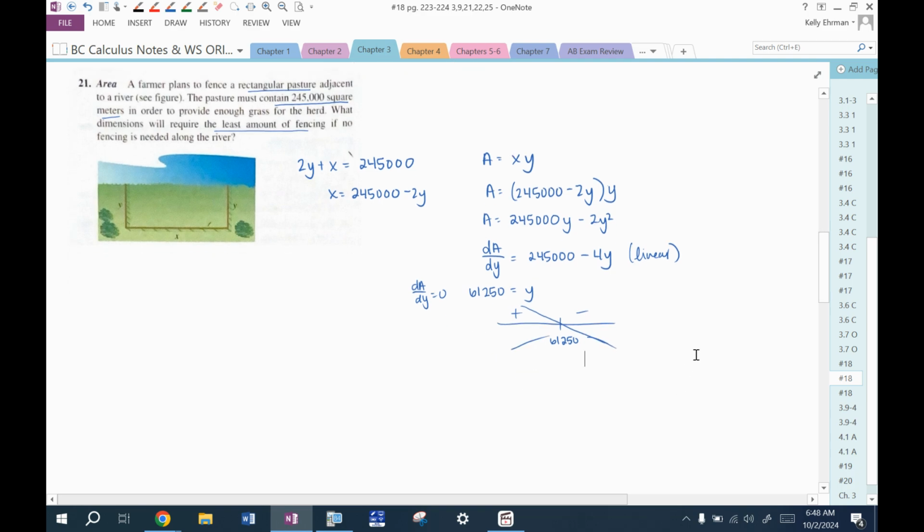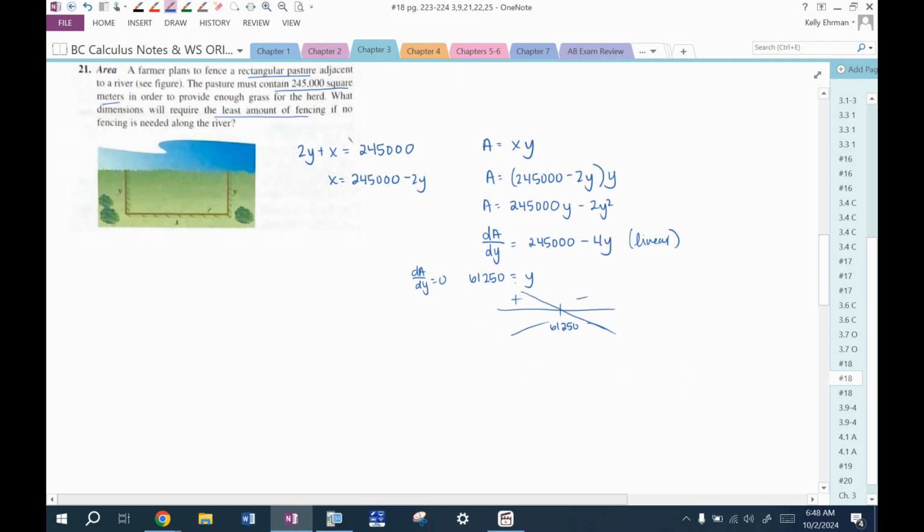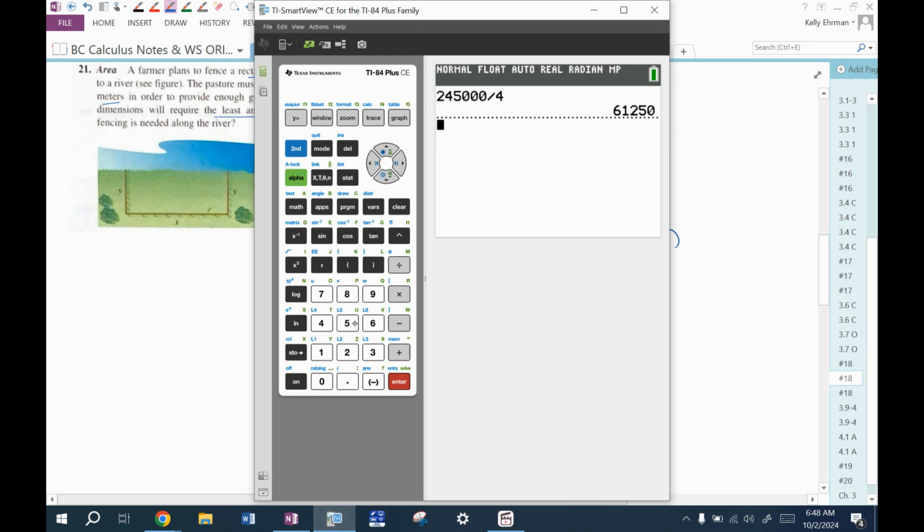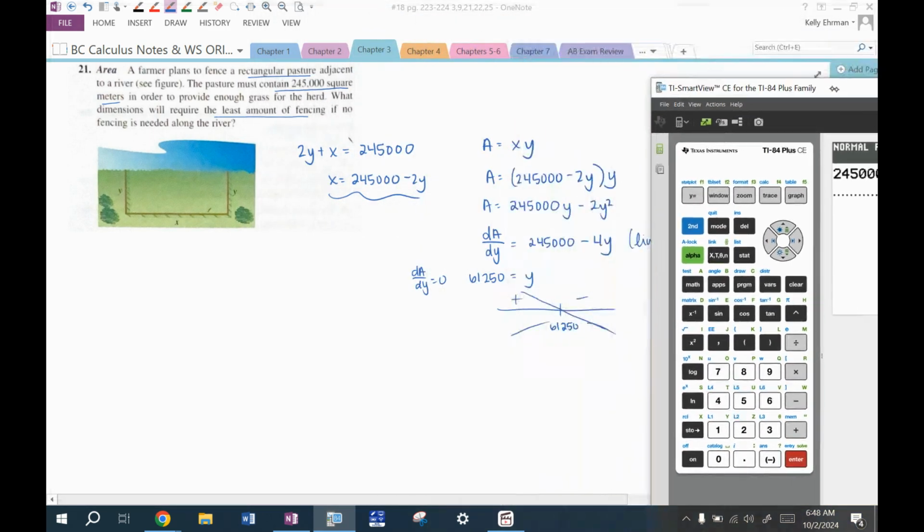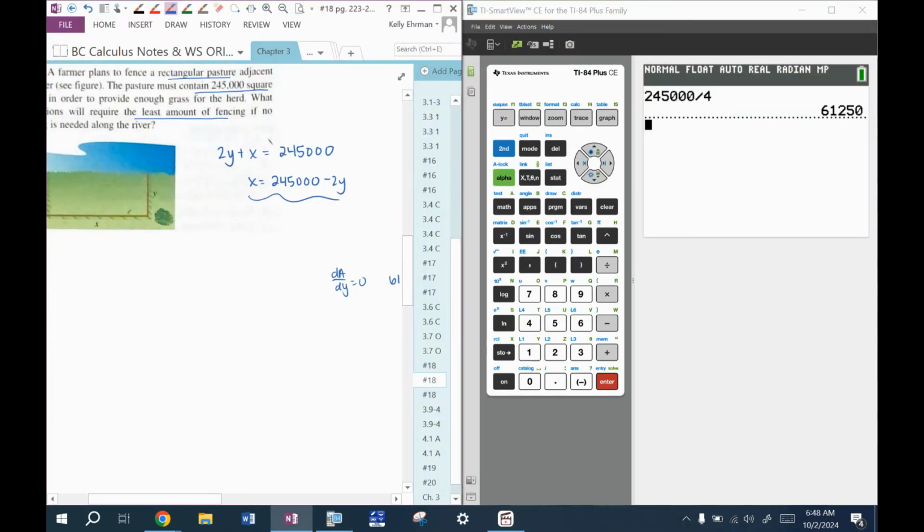All right, so I know that y is 61,250. What is x? So let's calculate x right here. x is 245,000 minus 2 times that number. Insert multiplication. There we go. So 122,500.